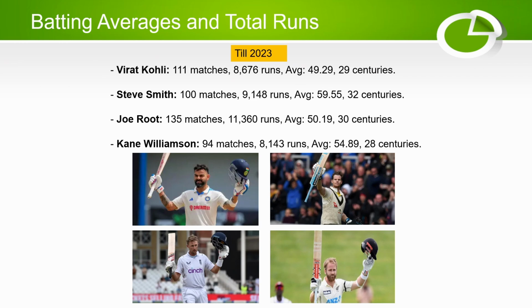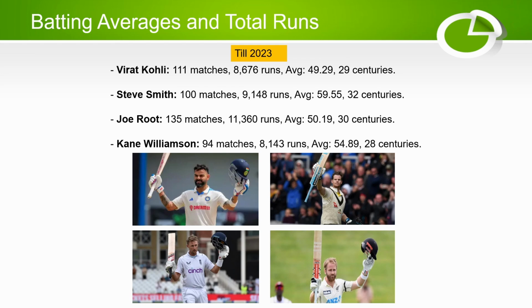So we are going to have a look at their batting averages and total runs. This data is collected as of 2023. We look at Virat Kohli. He has played 111 matches, 187 innings. He has scored 8,676 runs at an average of 49.29, which is a remarkable average in Test cricket.